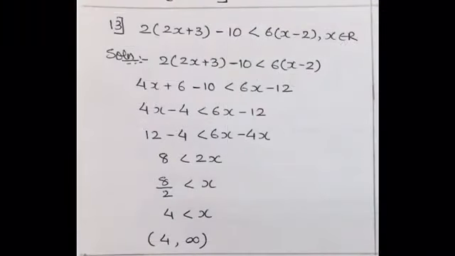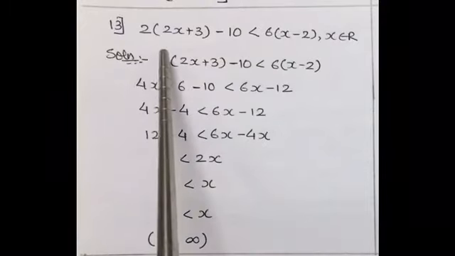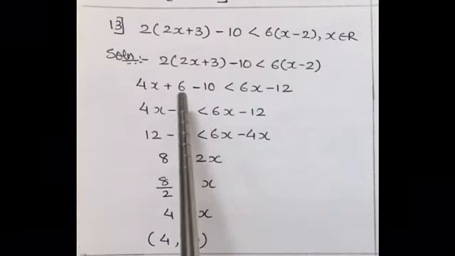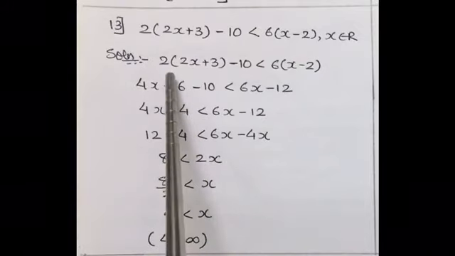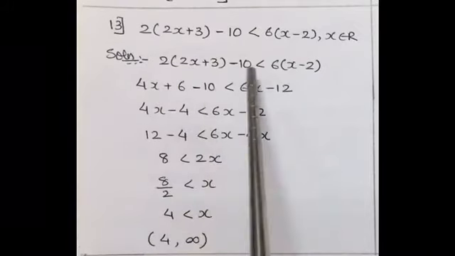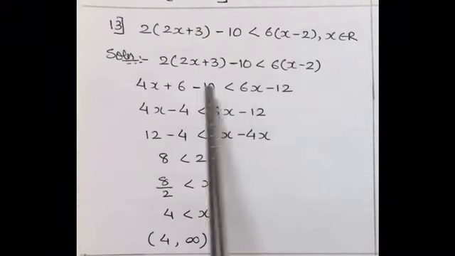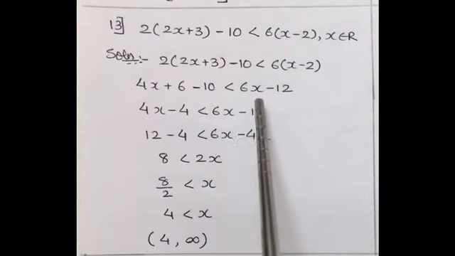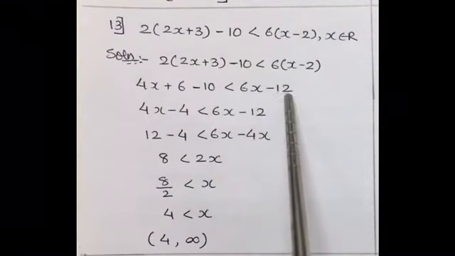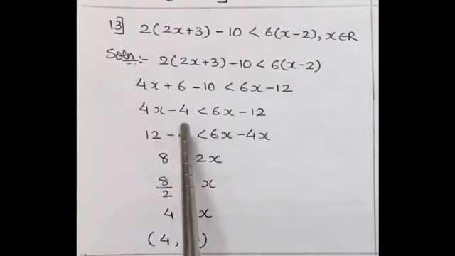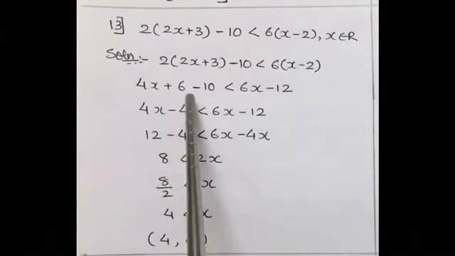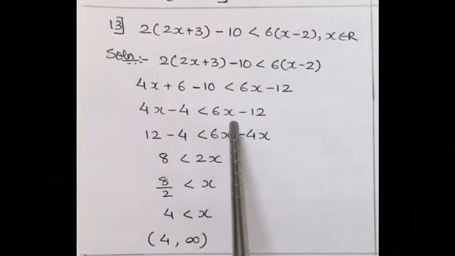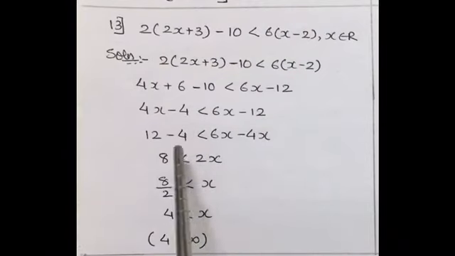13th one, opening the bracket as the first step, we get 4x plus 6 minus 10 towards the LHS less than 6x minus 12. Solving 6 and minus 10, we get 4x minus 4 less than 6x minus 12.